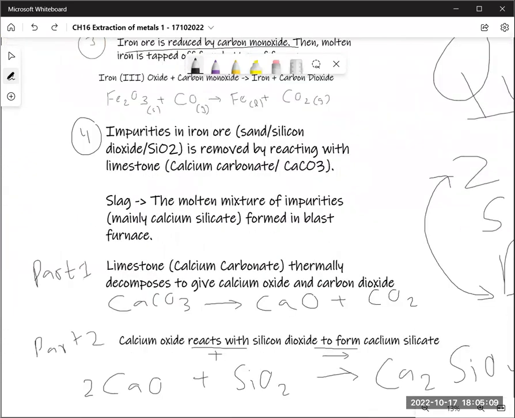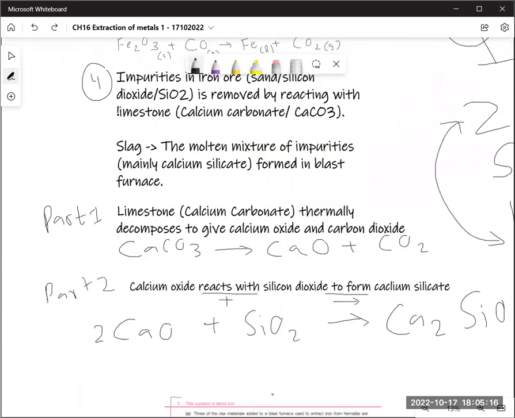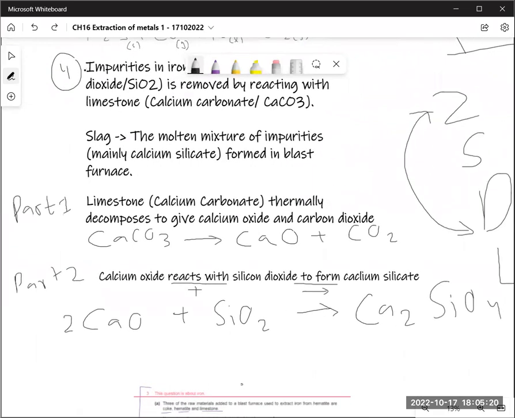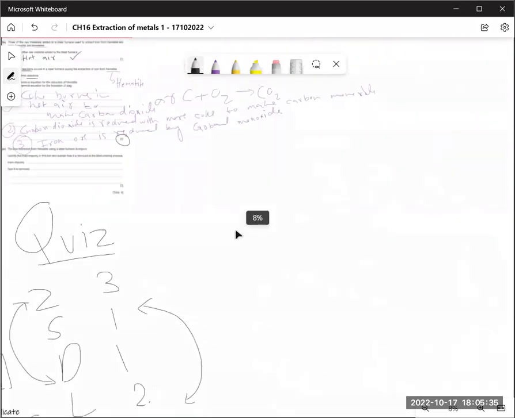Then step 4. What is the step 4? We don't have to write this part. We have to write directly go to part 1. So step 4 is part 1. Read step 4 part 1, Safa. Limestone thermally decomposed to calcium oxide and CO2, carbon dioxide or CO2. So we'll write that here.